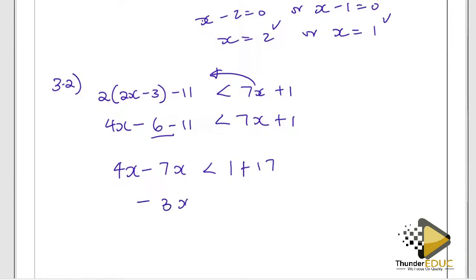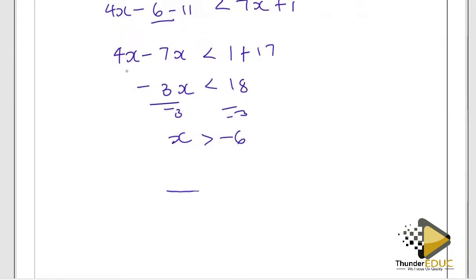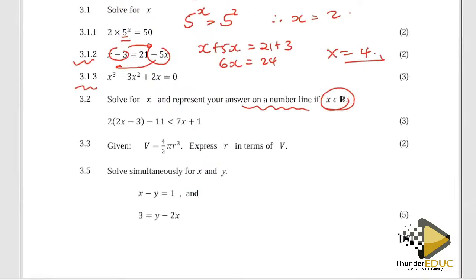So negative 3x is less than 18, then let's divide through by negative 3. And the moment you divide through by negative 3, the inequality symbol changes to greater. Okay, so x must be greater than negative 6. So with a number line, have this as your -6, have this dot open, and then greater should be to the right. Do not shade the dot because there is no equal sign. If there was an equal sign, then probably the dot should be shaded.